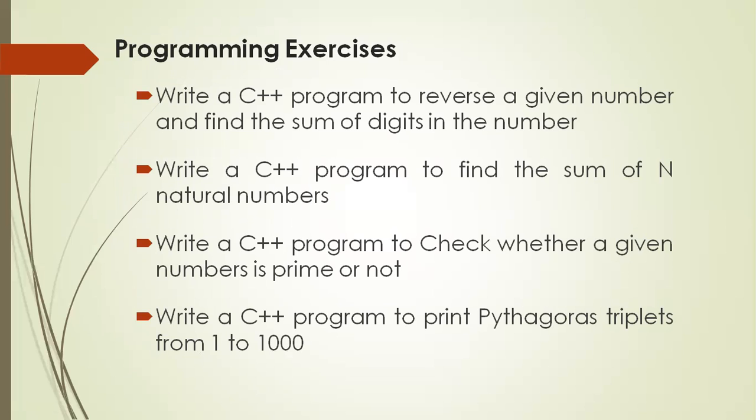So as an exercise, you can solve this problem in your free time. Write a C++ program to reverse a given number, find the sum of digits in the number, and find the sum of n natural numbers, but try to write the programs for these using functions. Probably in your previous exercise, I gave this exercise without writing functions. Now try to write the programs for these things using functions. Write a C++ program to find the sum of n natural numbers, and whether a given number is prime or not, as just now shown. Write a C++ program to print Pythagoras triplets from 1 to 100.